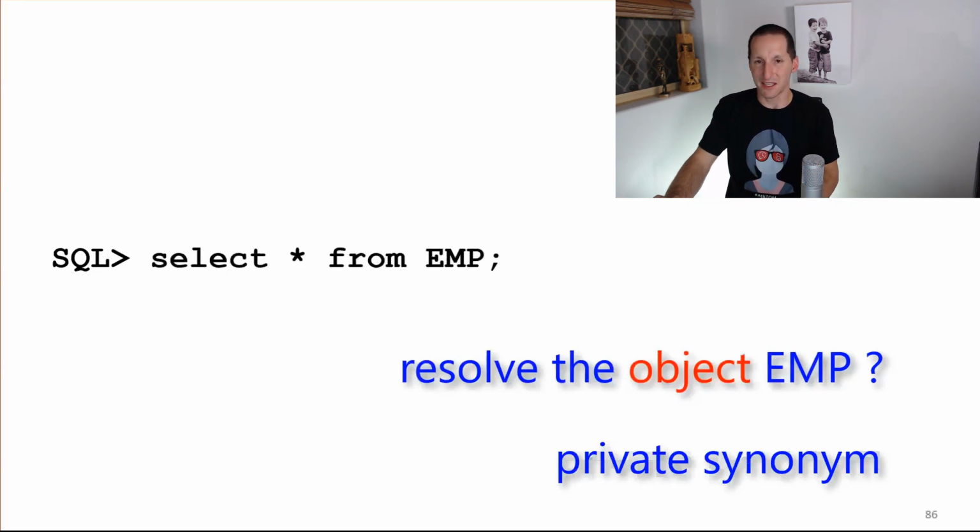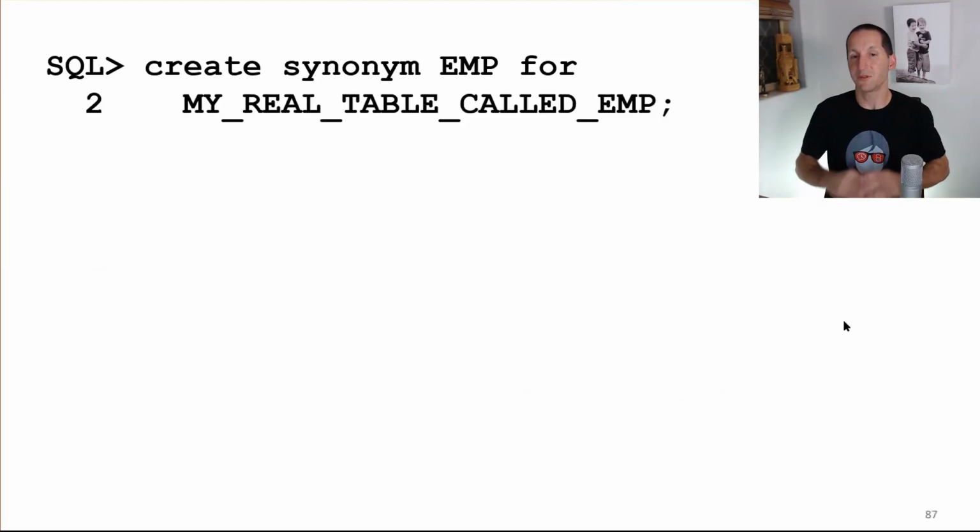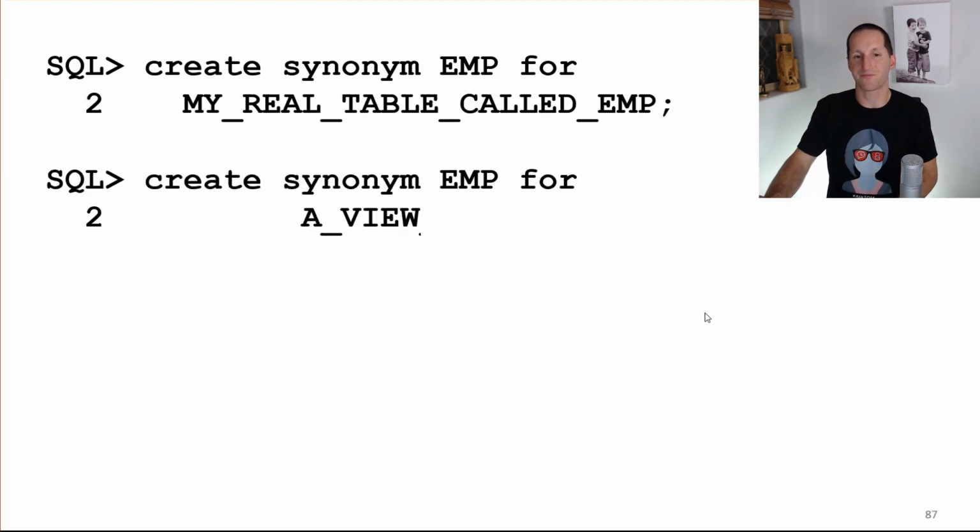A private synonym is a synonym that exists in your schema only, your user only, which is used as a means of redirection to maybe some other name. So it could be something like this. When I do select star from emp, there could be a private synonym called emp, which simply points to a different name in the same schema. My real table called emp. It could be a private synonym that just points to another object in your schema.